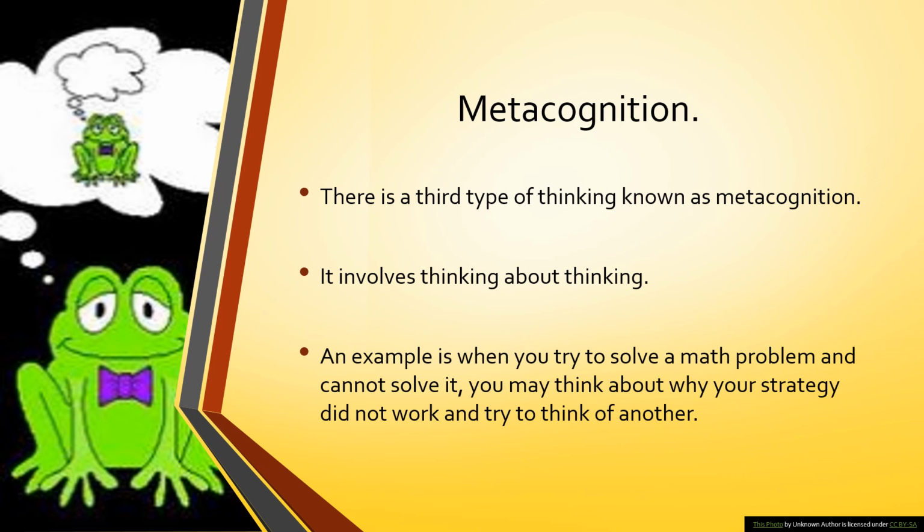And metacognition. There's a third type of thinking that's known as metacognition. This is kind of crazy, but it involves thinking about thinking. So that's why I put the frog there, thinking about the frog thinking. An example is when you try to solve a math problem and you cannot solve it, you might say, this strategy is not working, I need to come up with something else. So you might try to think of another way to solve the problem.